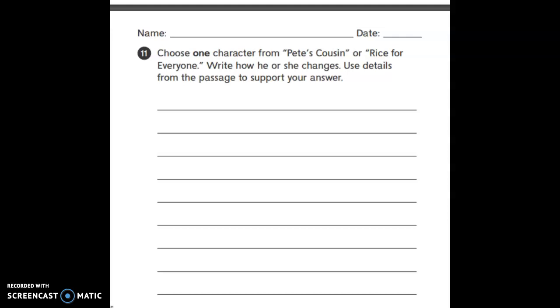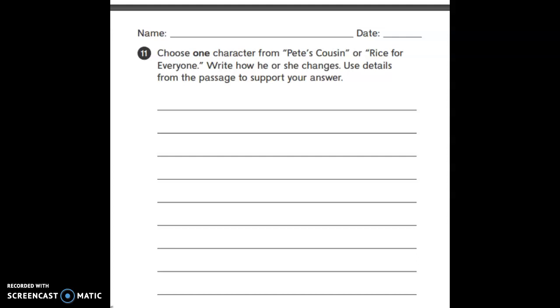Okay, boys and girls, in this part, you're going to be writing, basically responding to the two stories. Number 11 says, choose one character from Pete's Cousin or Rice for Everyone. Write how he or she changes. Use details from the passage to support your answer.